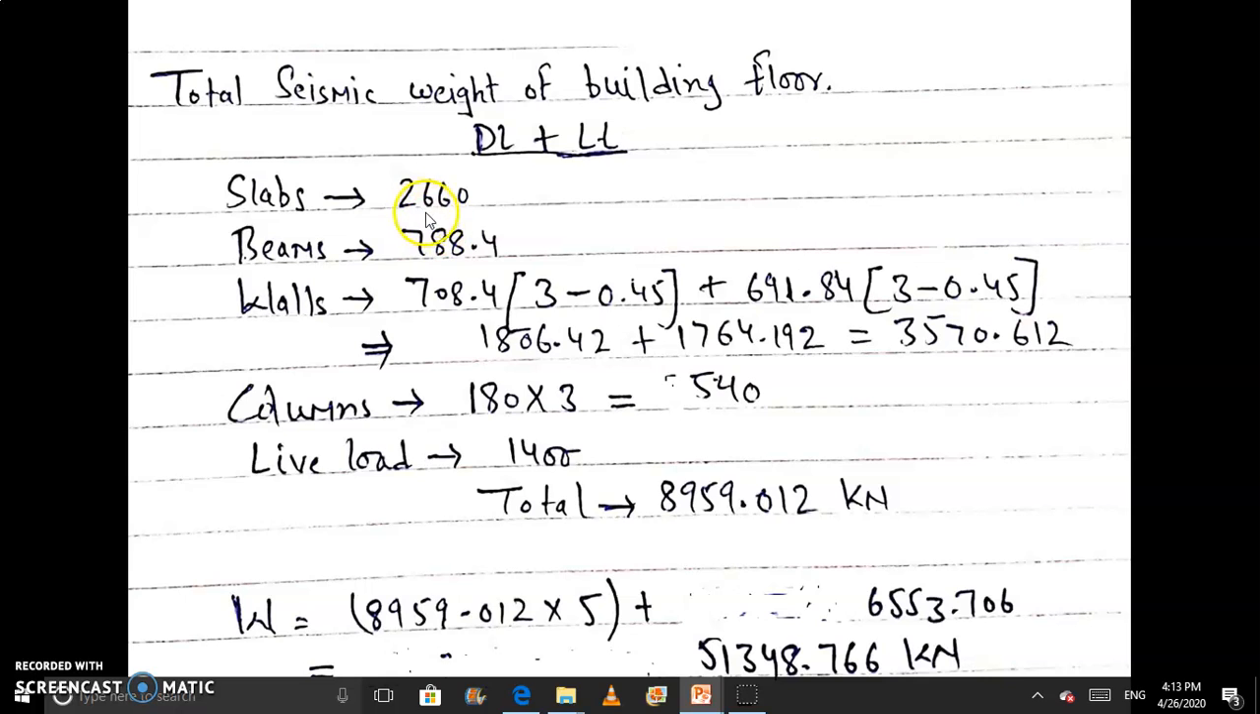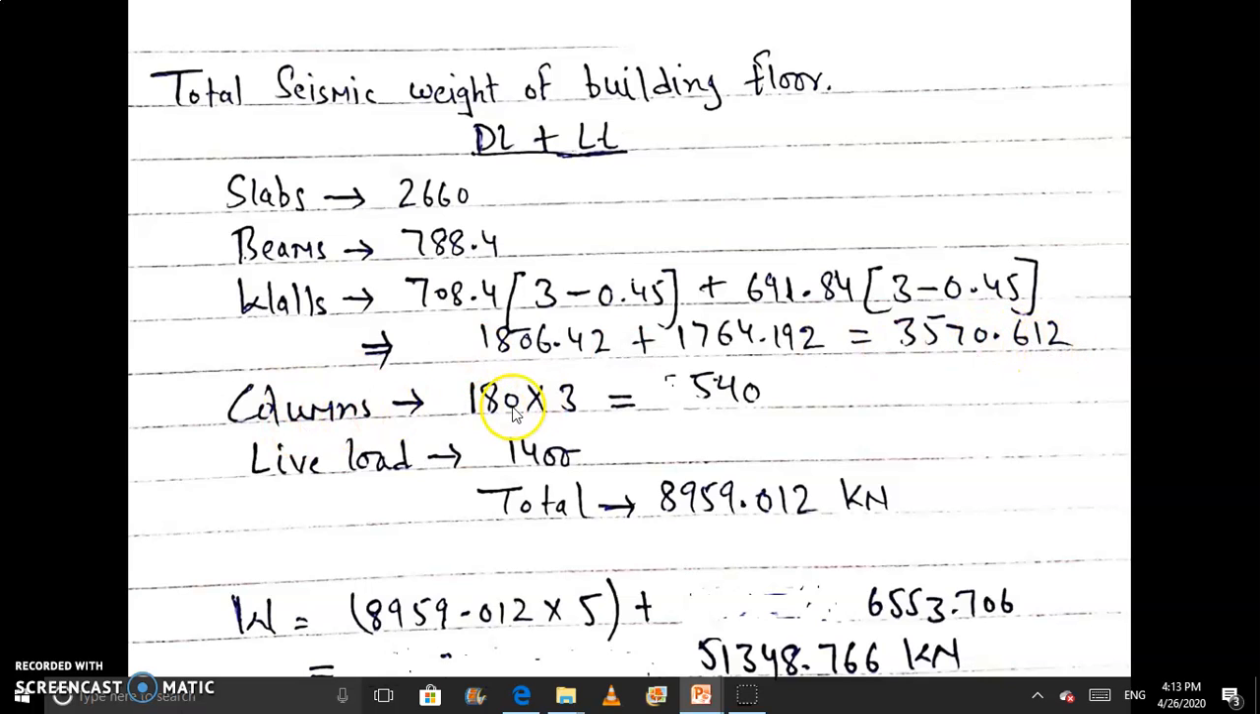So for slab we find 2660, for beam we find 288.788.4. Now for walls, here we find 708.4, and 3 minus 0.45 plus 69184 here. So here we take 3 as an answer. Why do we take 3 as an answer? Because for floors we have to take 3 as the story height. That's why here we take 3 as the story height. So here we get 3570.612 kilonewton.